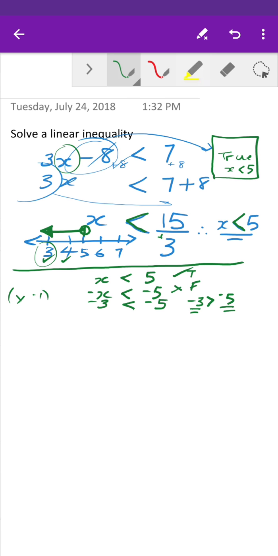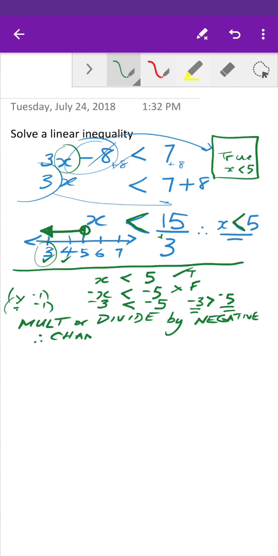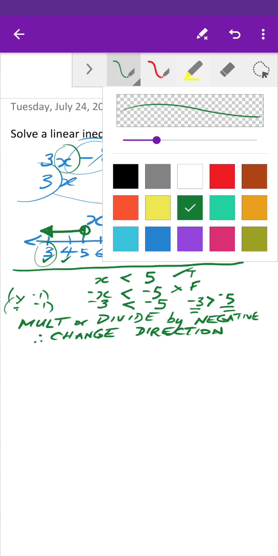So when we multiply or divide by a negative number, we must change the direction. So I'm just going to put multiply or divide by a negative. You must remember to change the direction of our inequality. If you don't change the direction, you will throw your solution out the window. It will be incorrect from that point forward. So let's have a look at what we do here.